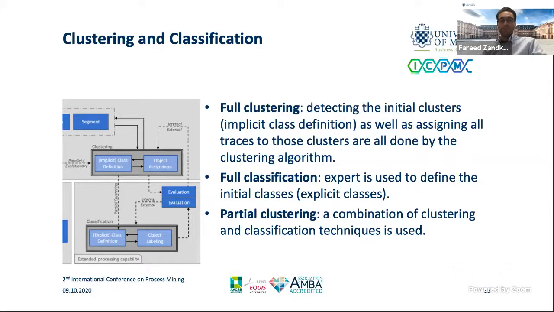Clustering techniques, with the possible help of expert knowledge, are applied to build the initial clusters based on a limited part of the event log. Eventually, the classification part takes the final clusters as its initial classes and continues with processing the rest of the event log.